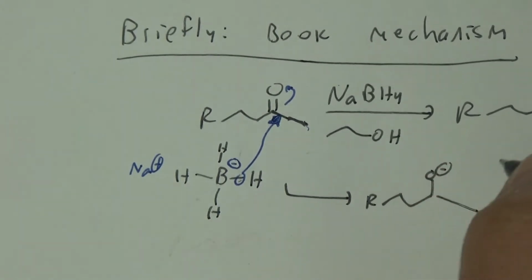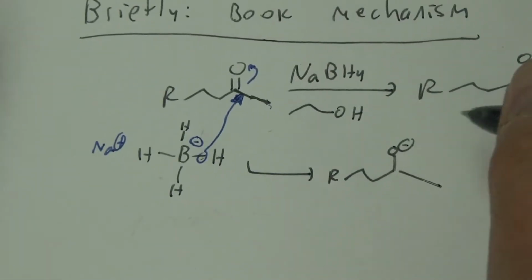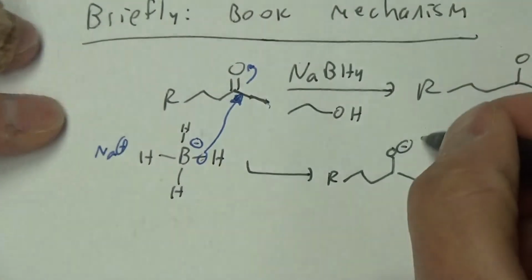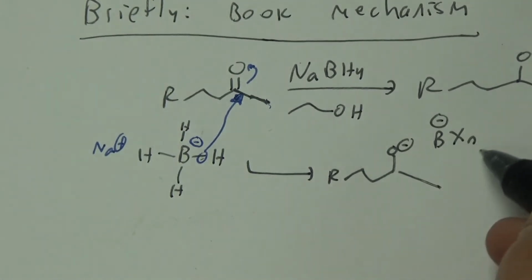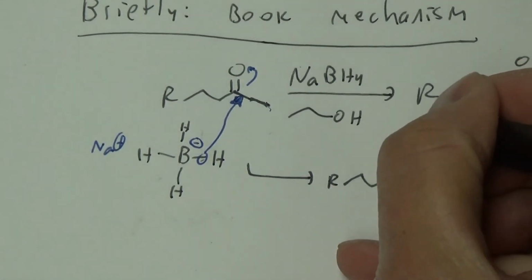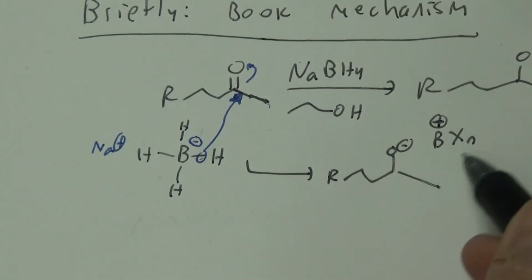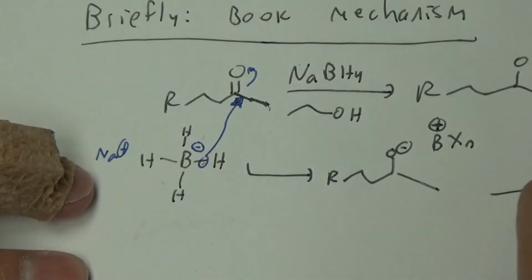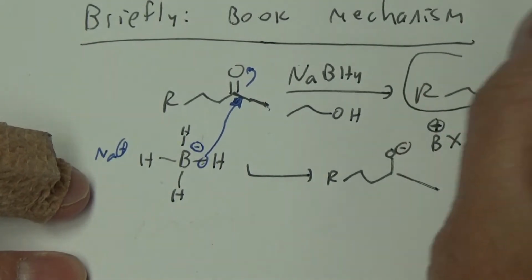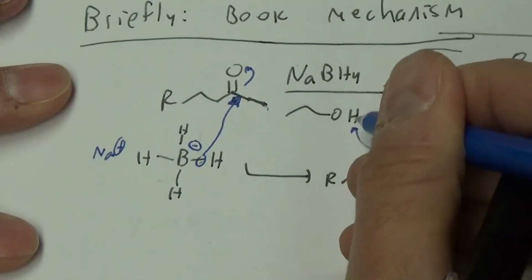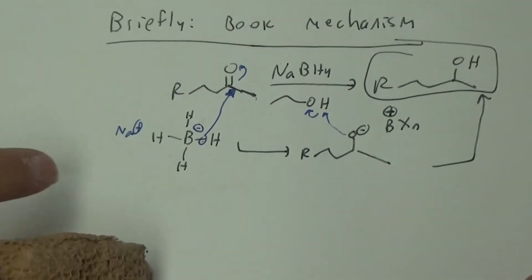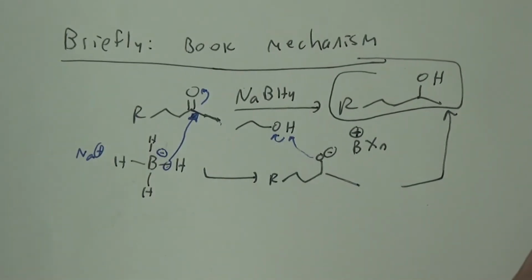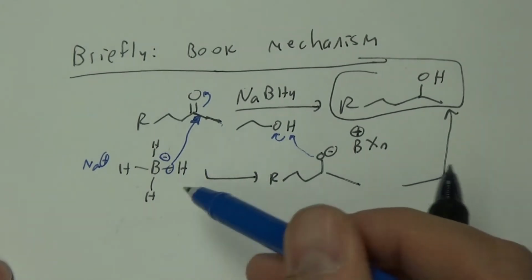Okay, then we have O- and then BXN negative. So that's just some boron with some stuff around it and a positive charge, O-, boron plus, and then just grab the proton, and you're done. Okay, so that's the book mechanism. I just show this idea of a free hydride, an H-.